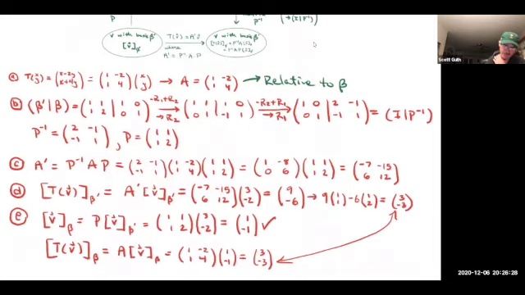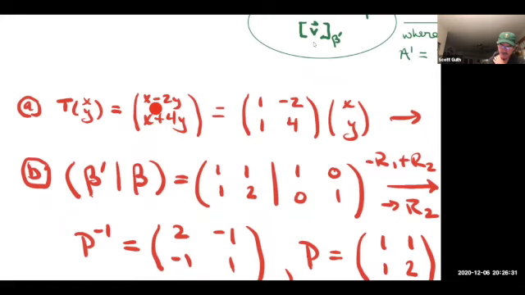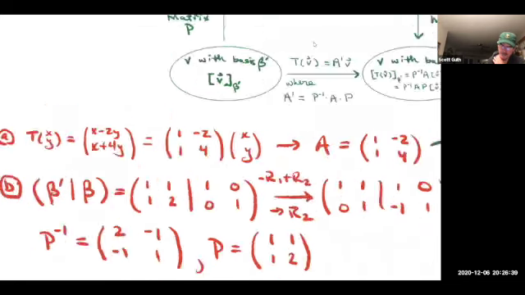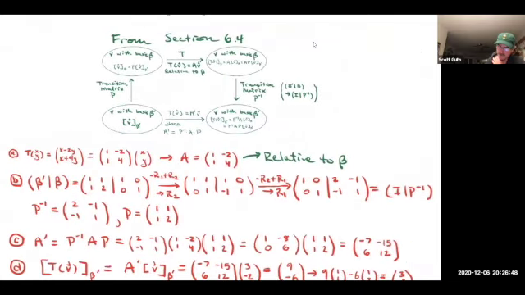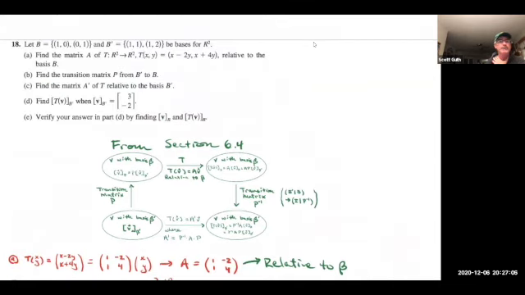So I did that first here, writing it as a column vector, x minus 2y, x plus 4y. The coefficients are 1, negative 2, 1, 4, that you can just see here for x and y. And if you multiply it by the column vector xy, you get what they started with. So the matrix for the transformation relative to B is just this 1, negative 2, 1, 4 matrix. That's the standard matrix for the transformation, and that's question A, just the standard matrix.